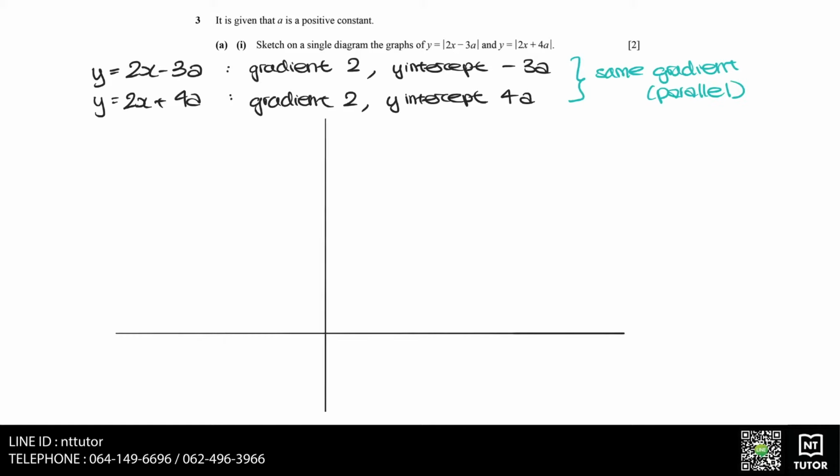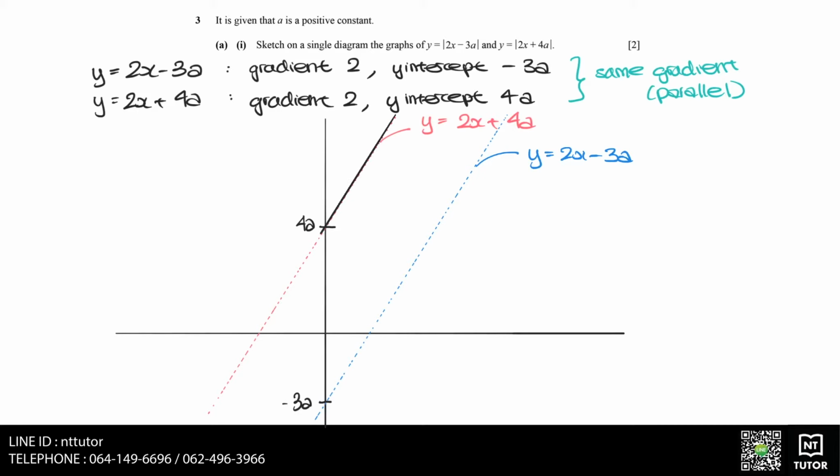If we draw the line without the modulus first, one of them has to pass through 4a on the y-axis, and the other one has to pass through minus 3a on the y-axis, and both lines need to be parallel. And when it becomes a modulus, you just reflect the part where the graph is negative in the x-axis so that it's always positive.